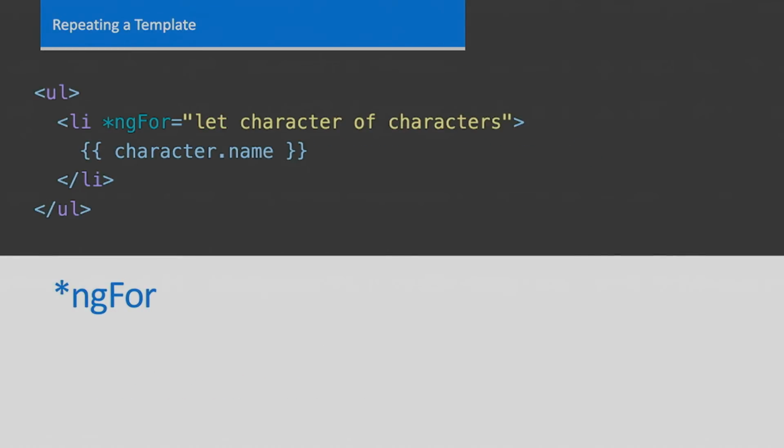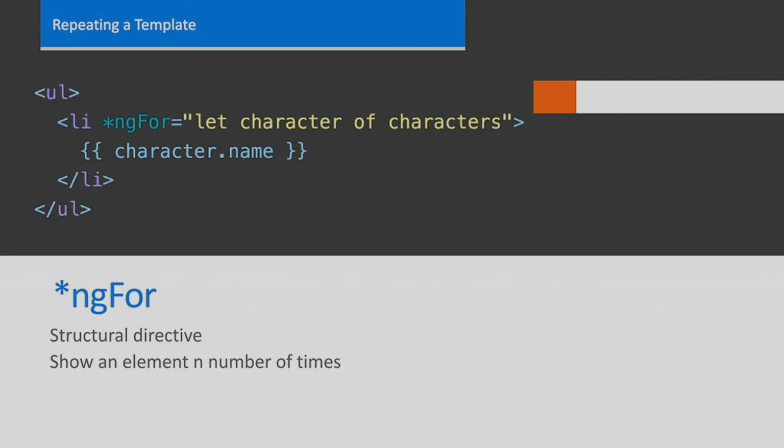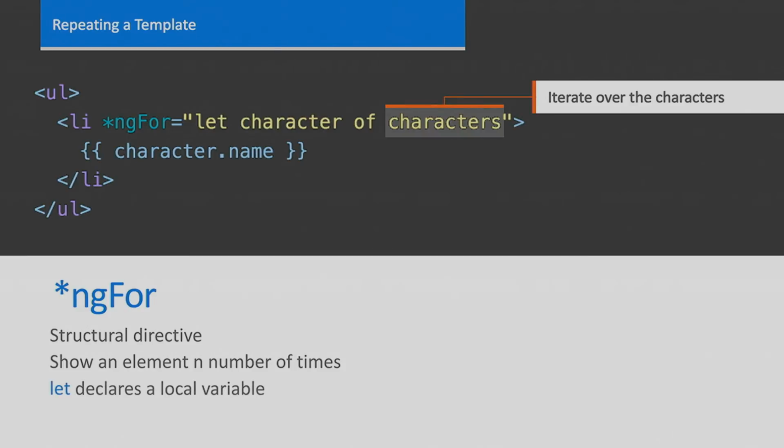ng-for, we can loop through our list of characters. Again, a structural directive that's creating a template for those li tags. It's going to show a number of elements that we have on the page. We can sort them if we want to, do other things. We bind it to this character property that's inside of our model, our component. And we use the let keyword to declare the local iterator. So we're saying let character become one of these characters. And then we'll iterate over it and create a list.